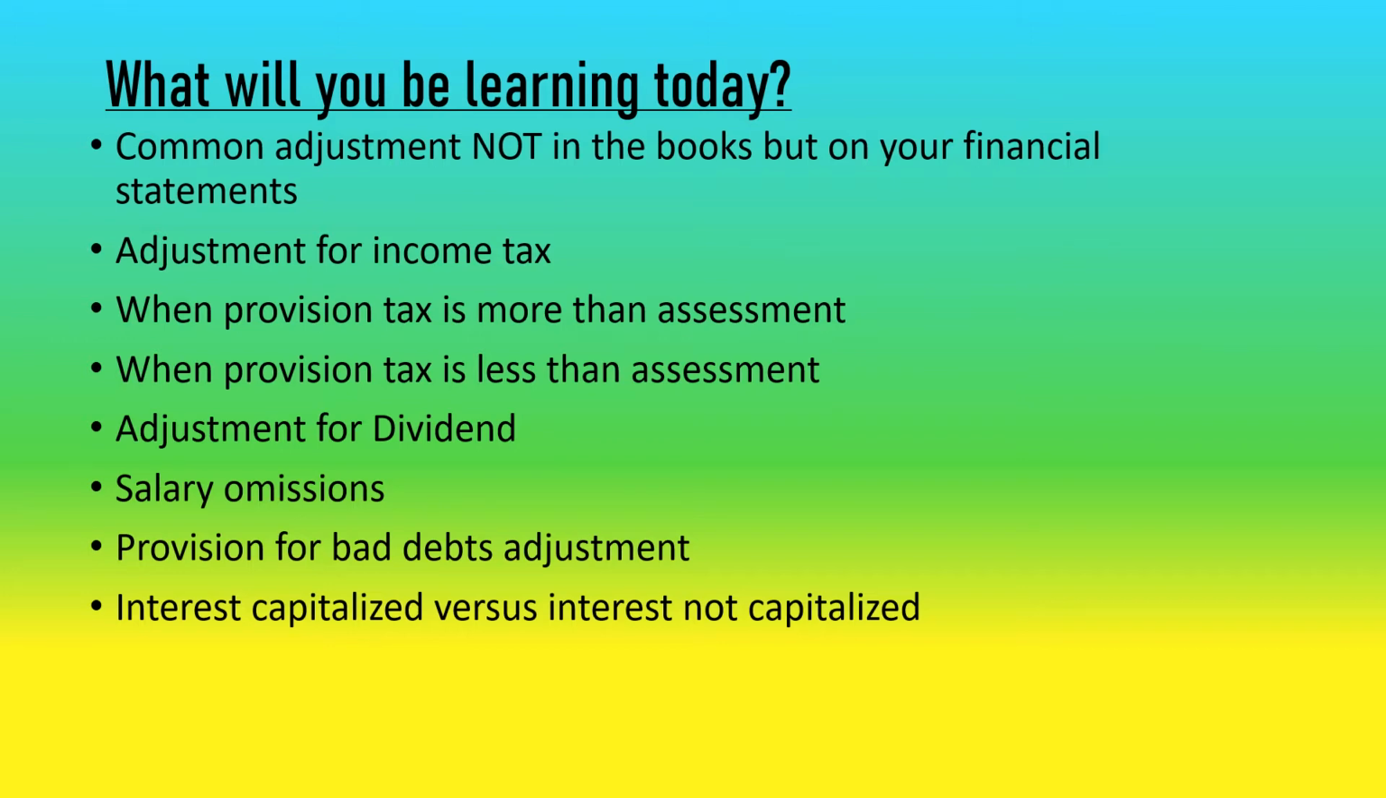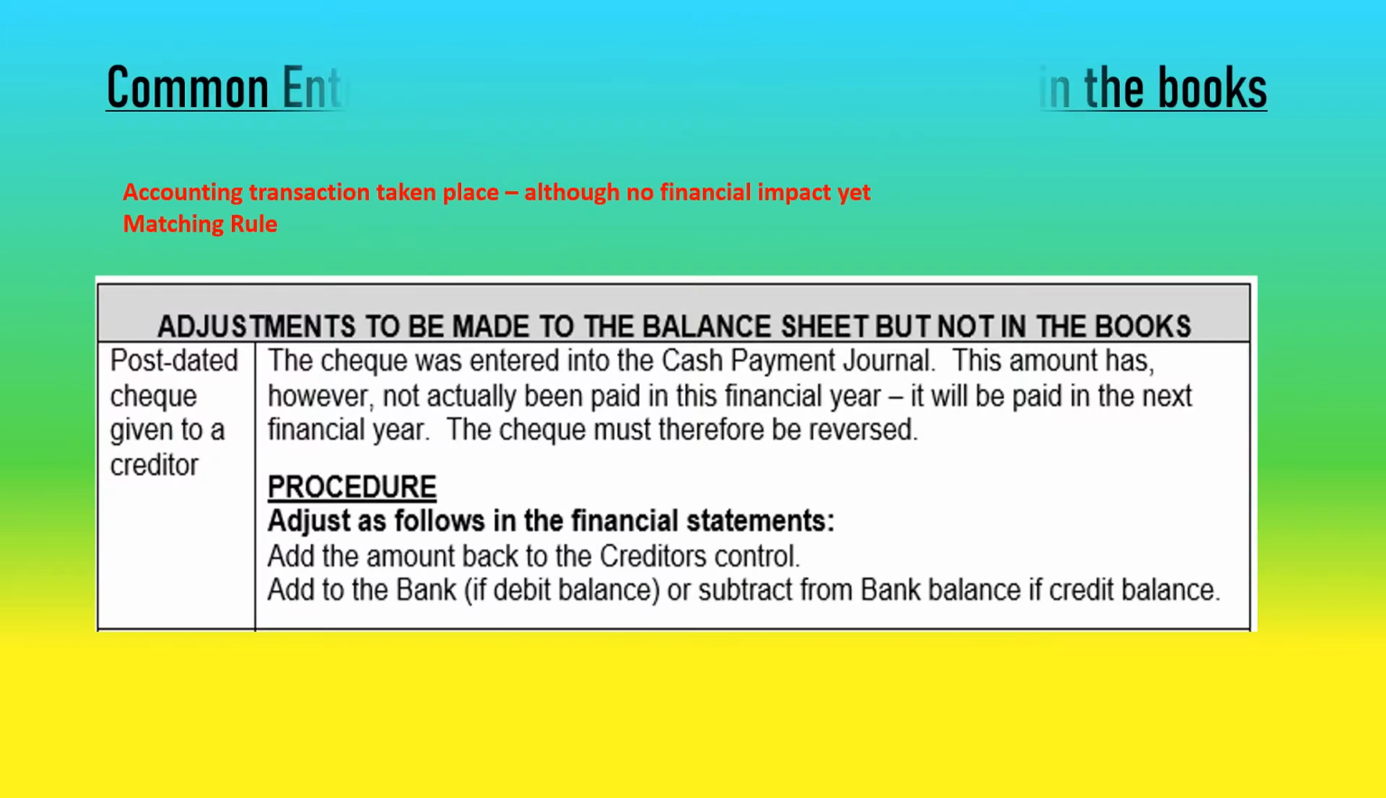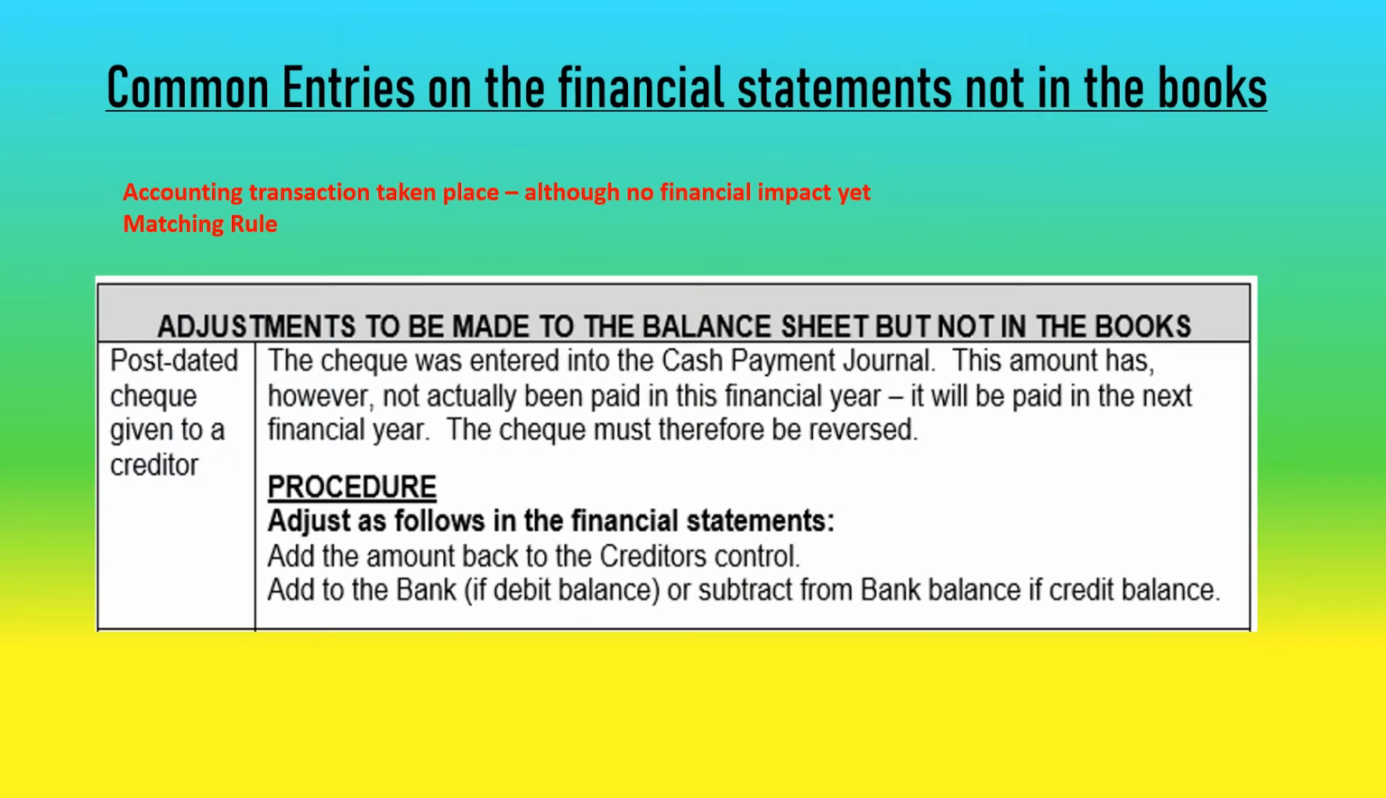So let us look at common entries on the financial statement but not in the books, which means that we do not process a journal for it. We are either just splitting an amount or we are moving amounts, but we are not using a journal to do the transaction. So here we have a first example.